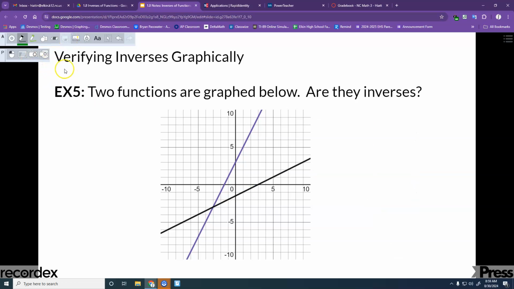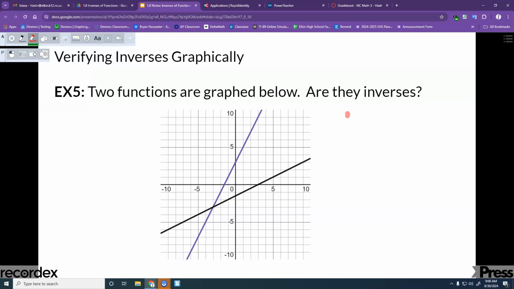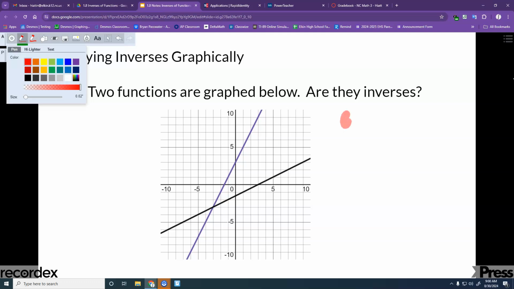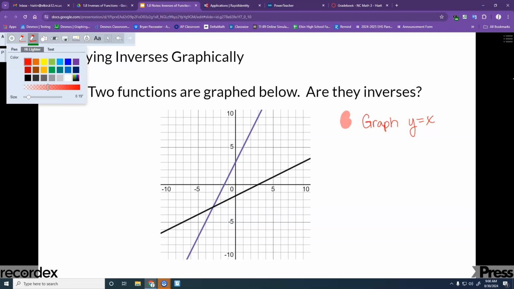All right, so graphically is one of the main ways we're going to verify if something is an inverse. So if I get something like this and it says, are these two inverses? And I have this. What I want to do is graph the line y equals x. The line y equals x. Make this a little bit smaller.